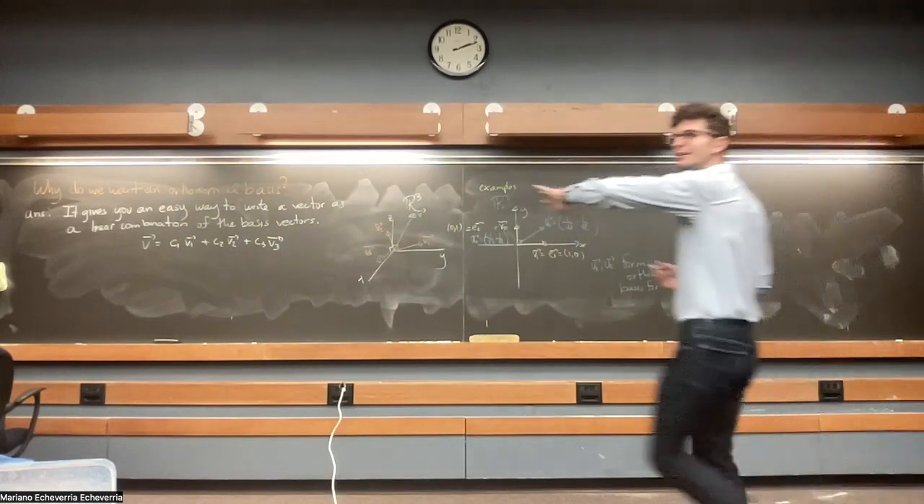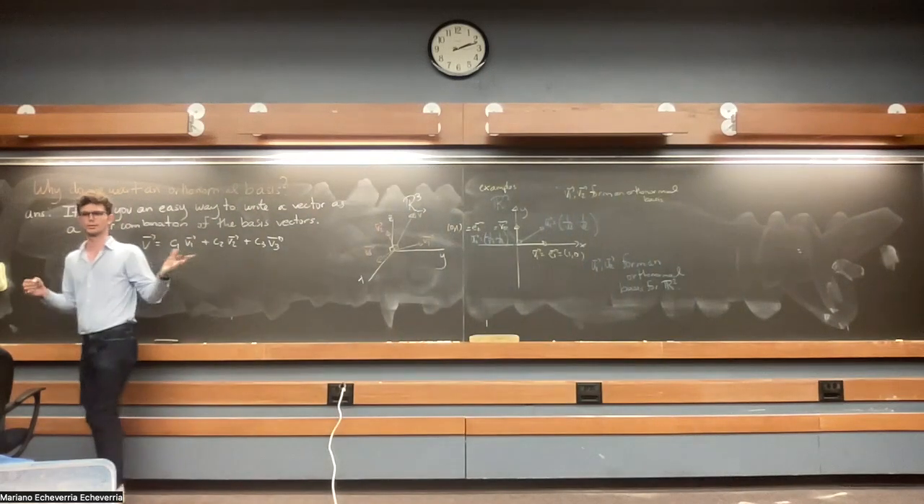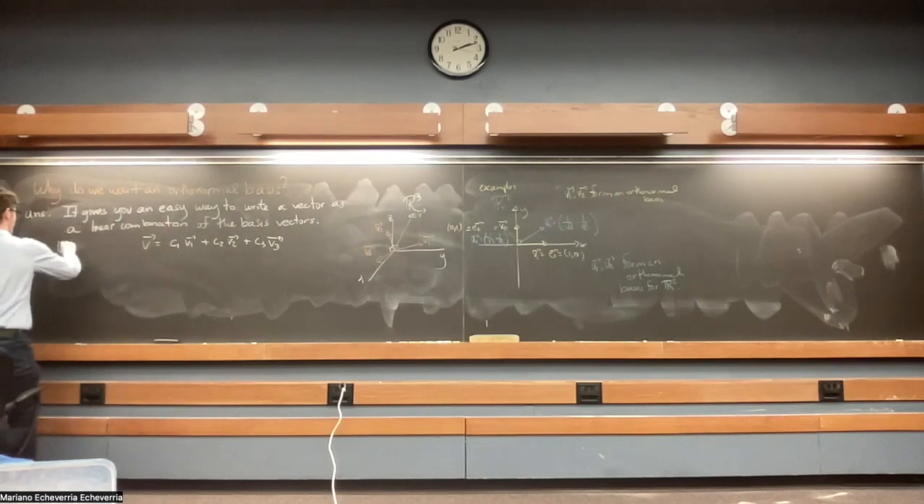So this is the linear combination property that any basis has, that any vector can be decomposed in terms of the basis vectors.